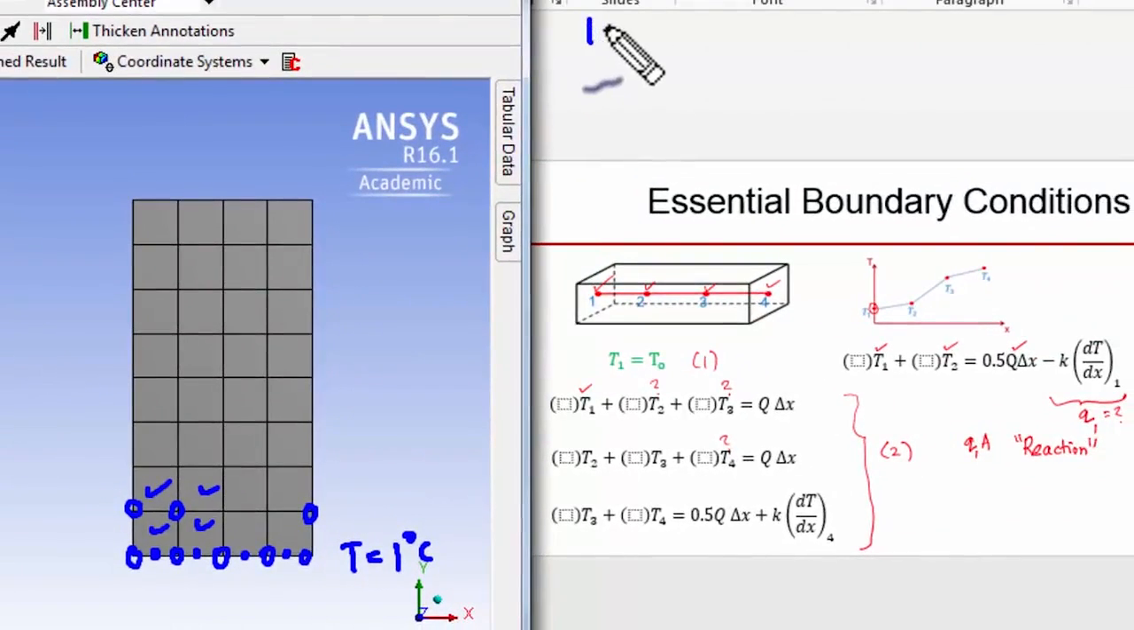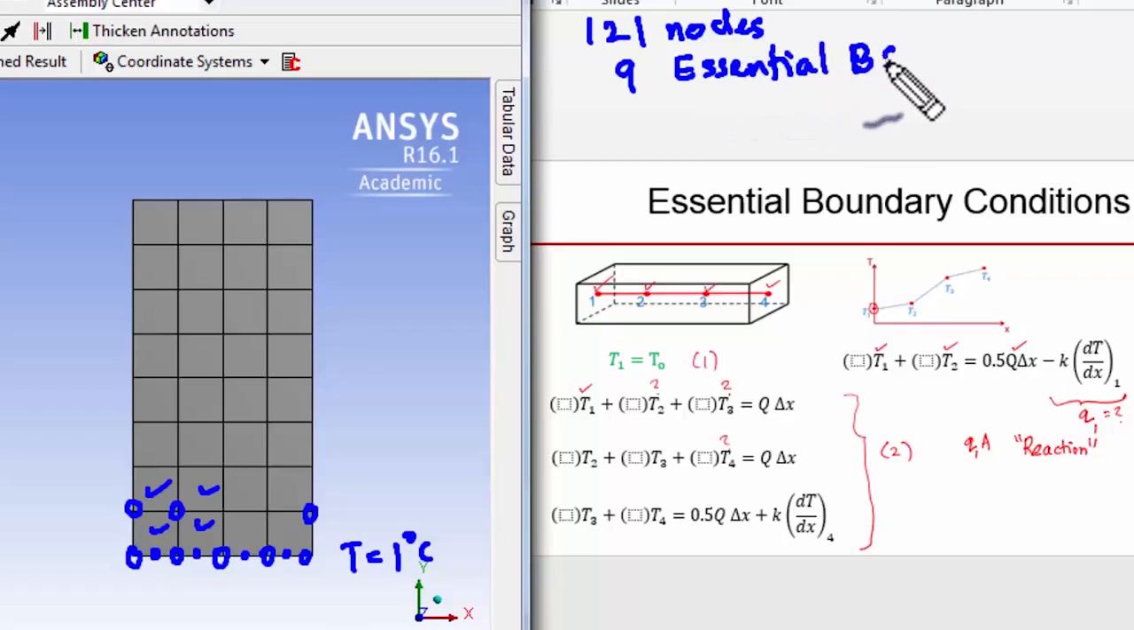So we have 121 nodes in total. 9 temperature values will be determined from the essential boundary condition. And then there are the remaining 112, which are determined by inverting a 112 by 112 matrix. And that's a sparse matrix because each temperature value is related only to its immediate neighbors. So this temperature value won't be related to all of these nodal temperatures. It inverted that matrix, and now we have all 121 temperature values.